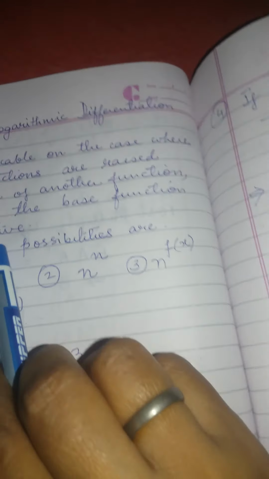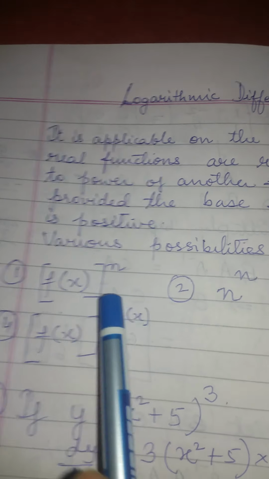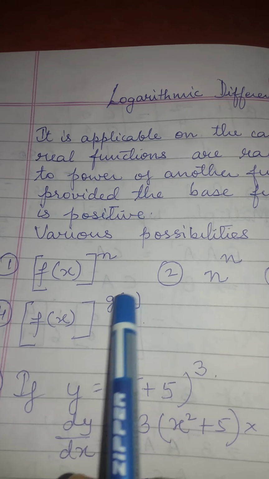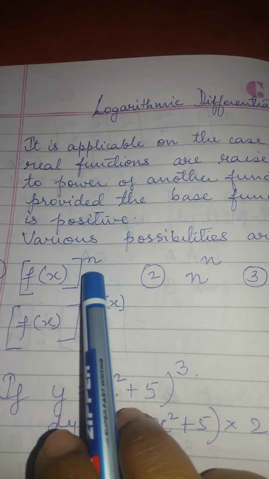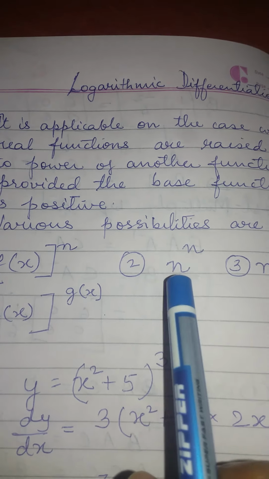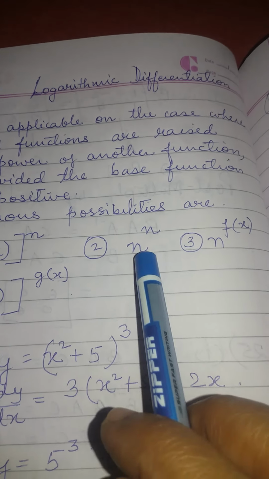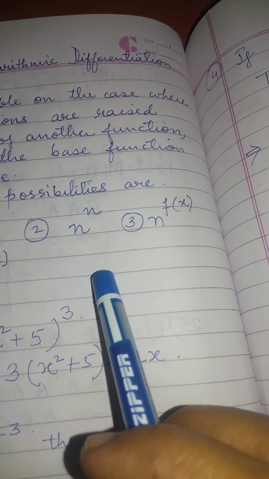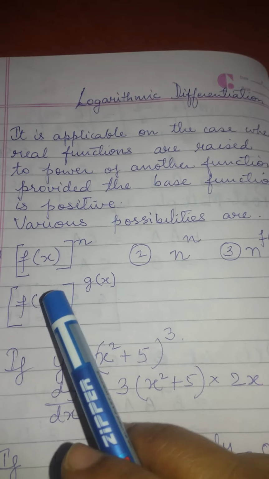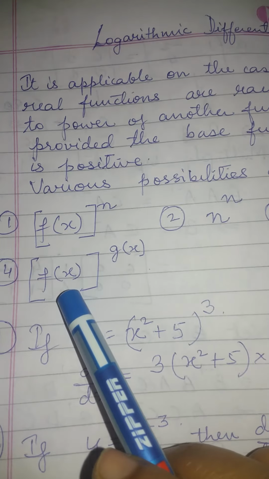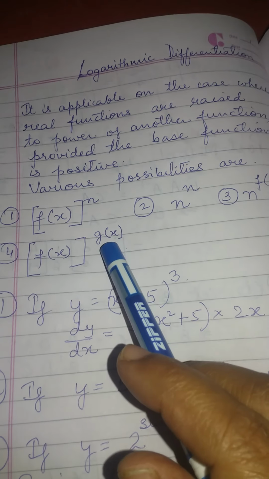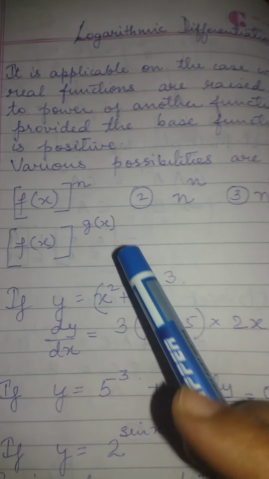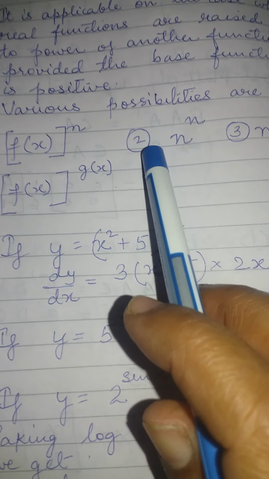Now various possibilities for a function raised to power function are: we may have f(x) raised to power n, where n is any constant. We may have n raised to power n, constant to power constant, or we may have n raised to power f(x), or lastly we may have f(x) raised to power another function g(x). Till now we have done the first and the second case.